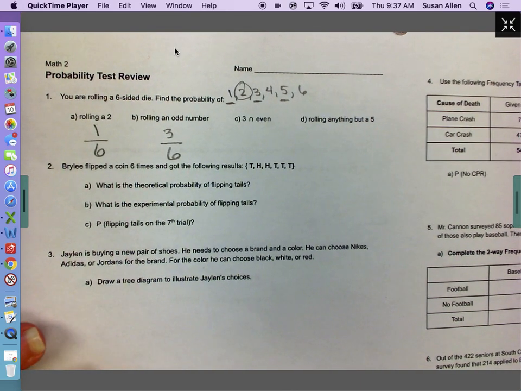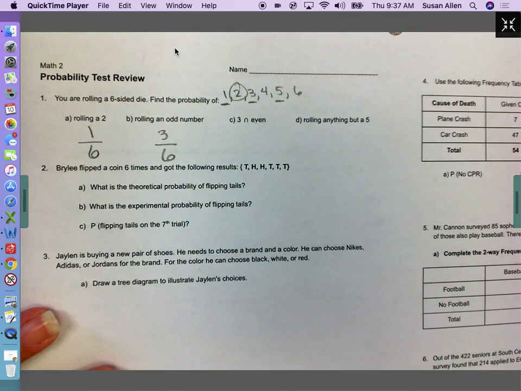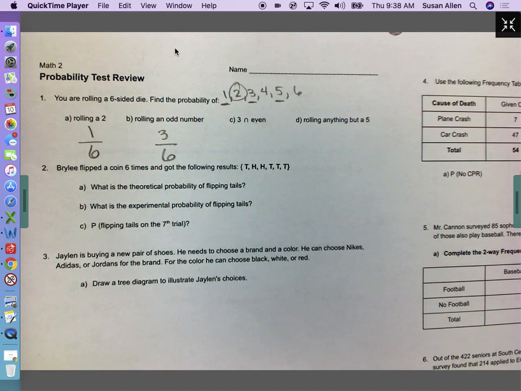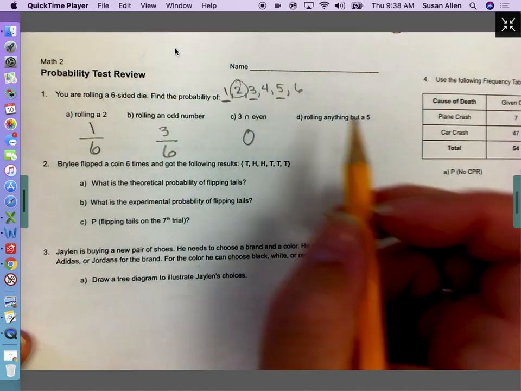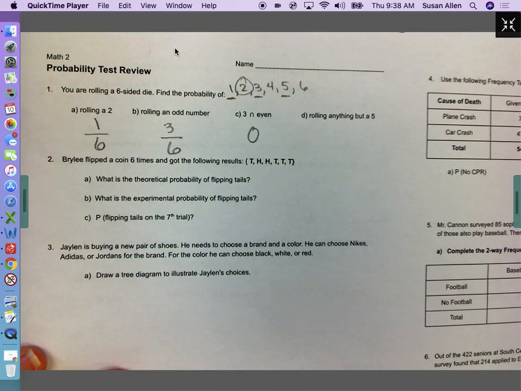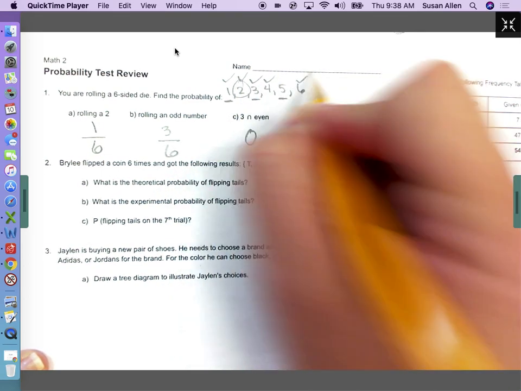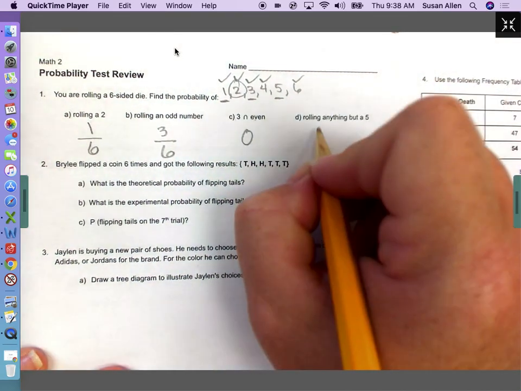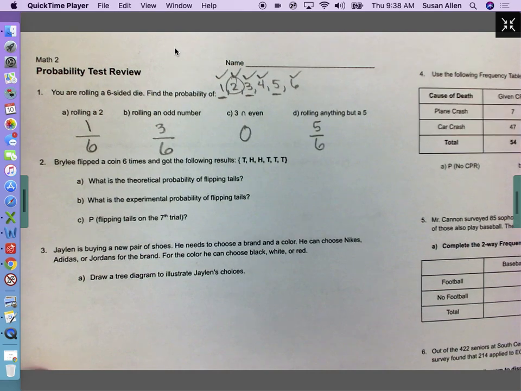For C, you are asked the probability that a number that you roll is both 3 and even at the same time. So you need to ask yourself, can a number be 3 and even at the same time? It cannot, because 3 is an odd number. So therefore, the probability of that event occurring is 0. Next, you are asked, what is the probability of rolling anything but a 5? So that means I could roll a 1, a 2, a 3, a 4, or a 6. That leaves us with 5 outcomes that are anything but a 5. So 5 out of 6 is your probability.